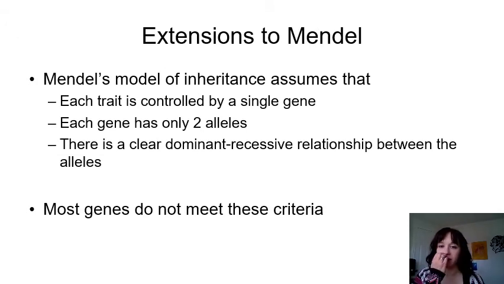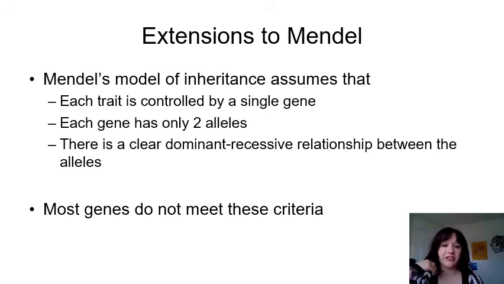Lastly, we're going to talk about, this is the last objective, some of these exceptions or additions to Mendel's rules. Again, what does he assume? He assumes that each trait is controlled by a single gene, that there are only two variations for that gene, green or yellow, purple or white, and that there's a very clear dominant recessive relationship. That is, if you are heterozygous, the dominant trait will always win out. If you are recessive, the only time you're going to see that trait is if it's a homozygous recessive individual.